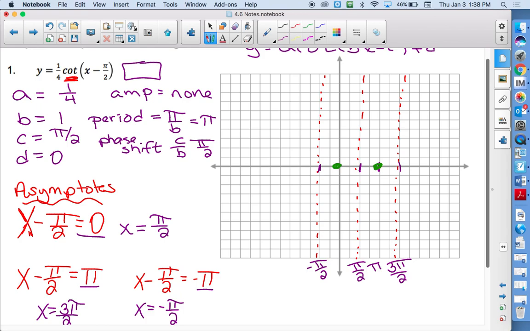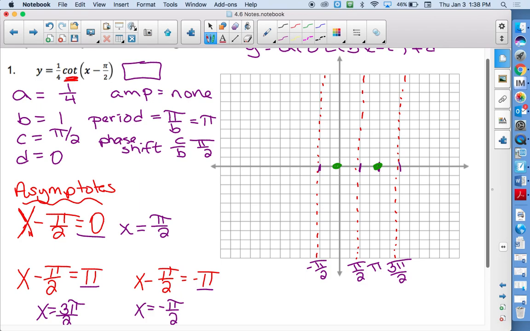Is there going to be an exception for that, or is there no exception? Nope, no exception. Because on the unit circle, everything's divided into fourths. And your undefined values and your x-intercepts are always the same distance from each other. Undefined values, x-intercepts, always the same distance.